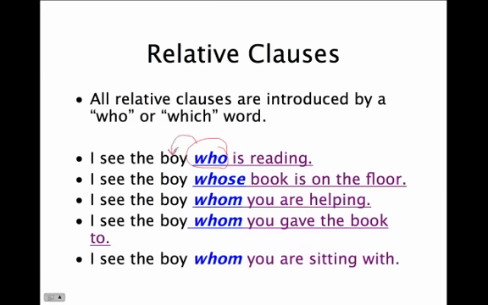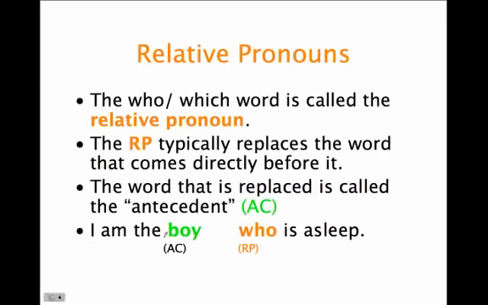I see the boy who is reading. The person that's reading is the boy. I see the boy whose book is on the floor. Whose replaces boy. It's the boy's book, etc. So this word, in our case boy, is going to be what we call the antecedent. The antecedent is the noun that comes before the relative pronoun, and it's the one that the relative pronoun replaces. So that's going to do it for a brief explanation of how the relative pronoun works in English. It's fairly similar in Latin, and I'll show you that in the next video.